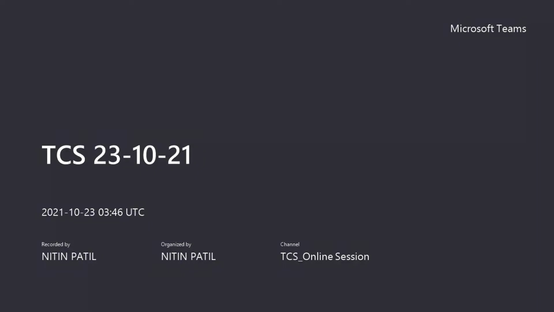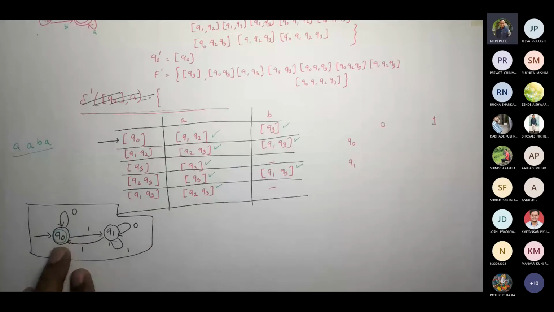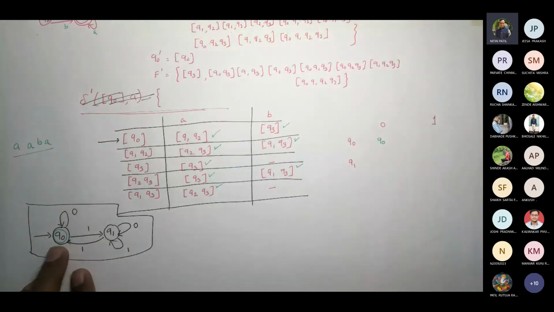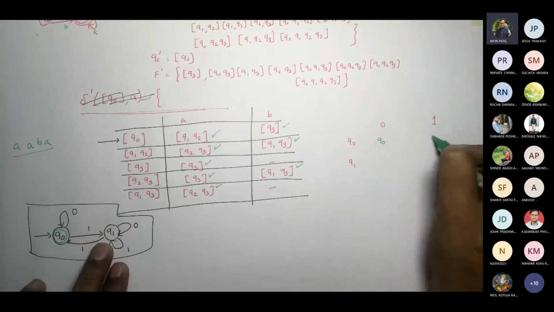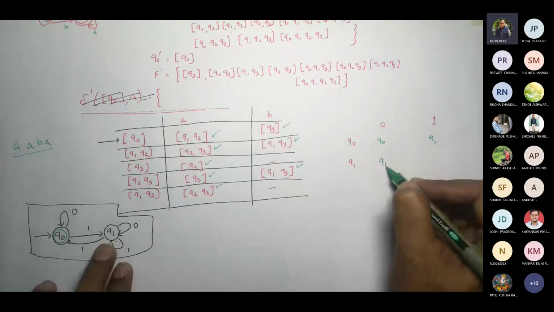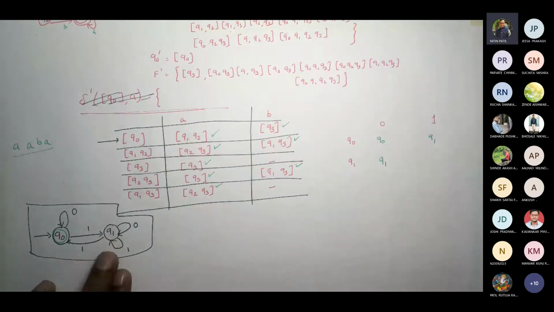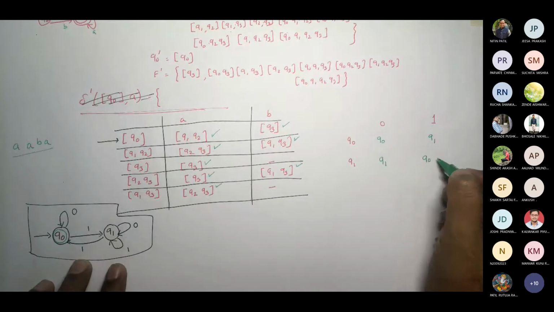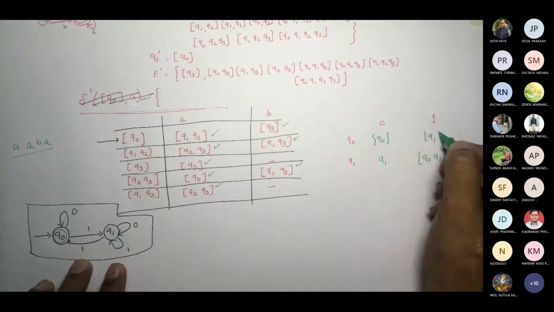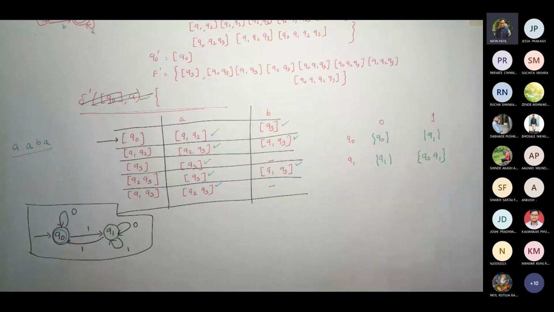So if I see from Q0 on input 0, it is Q0, correct? From Q0 on 1, it is Q1. From Q1 on 0, it is Q1. And from Q1 on 1, it is Q0, Q1. And this signifies that it is a DFA. Sorry, it is an NFA.